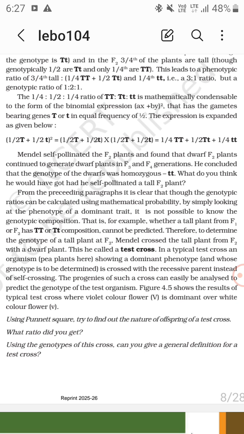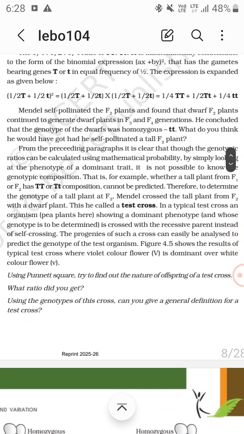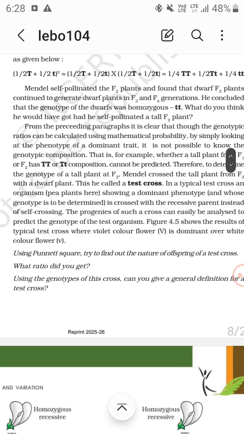So in a typical test cross, an organism, like the pea plants here, showing a dominant phenotype and whose genotype is to be determined, that is F1, the hybrid one, can be homozygous or heterozygous. So it is crossed with the recessive plant instead of self crossing. The progenies of such a cross can easily be analyzed to predict the genotype of the test organism.